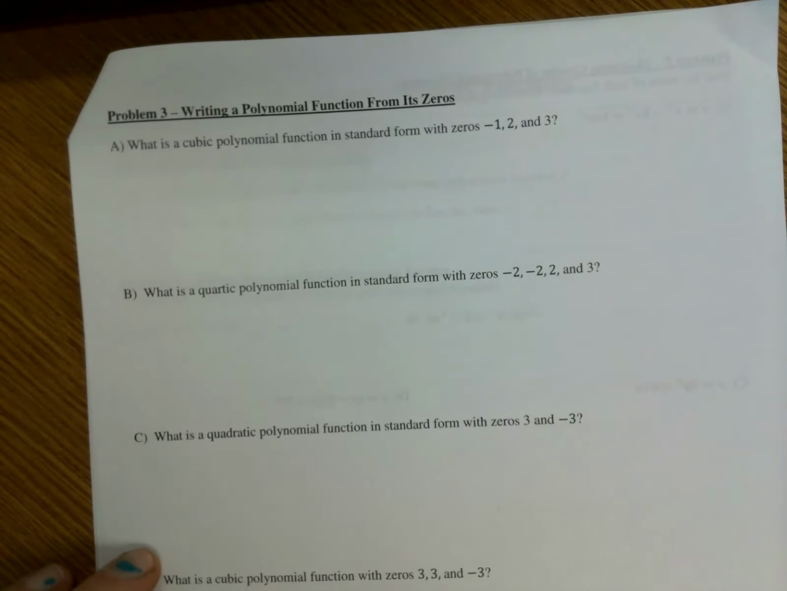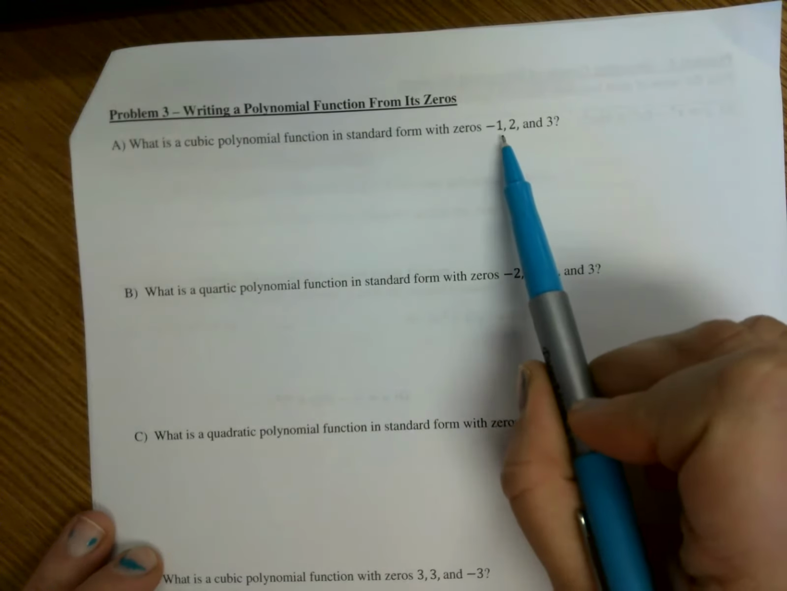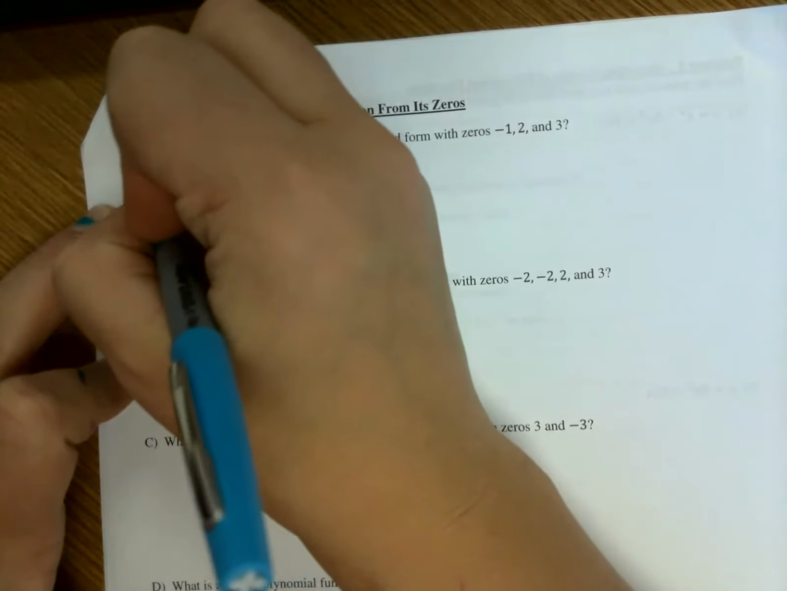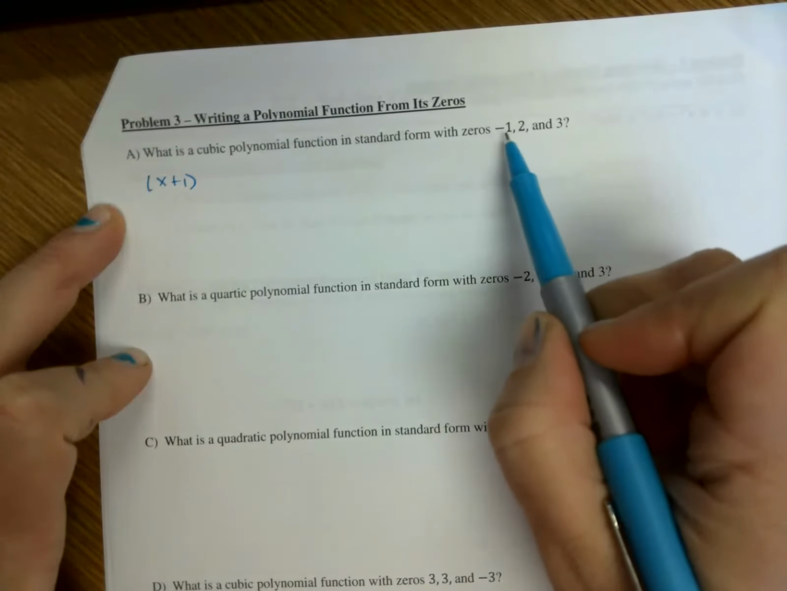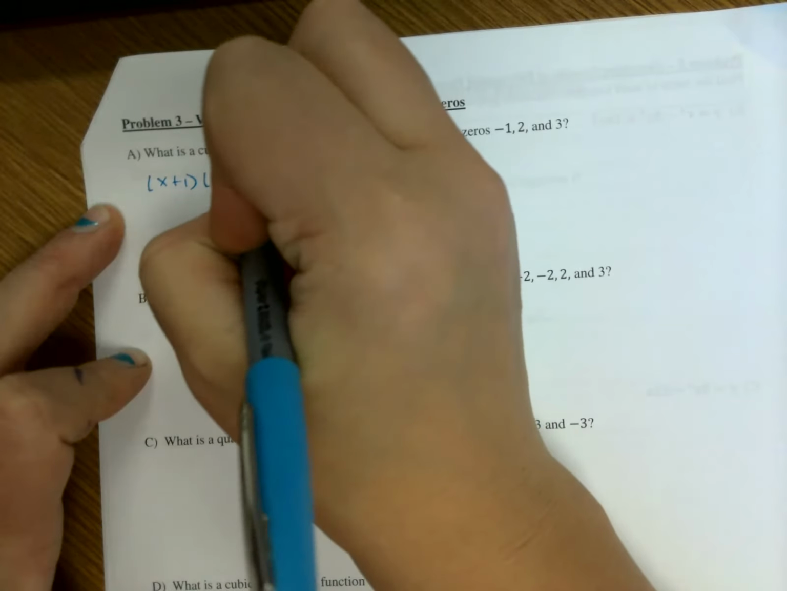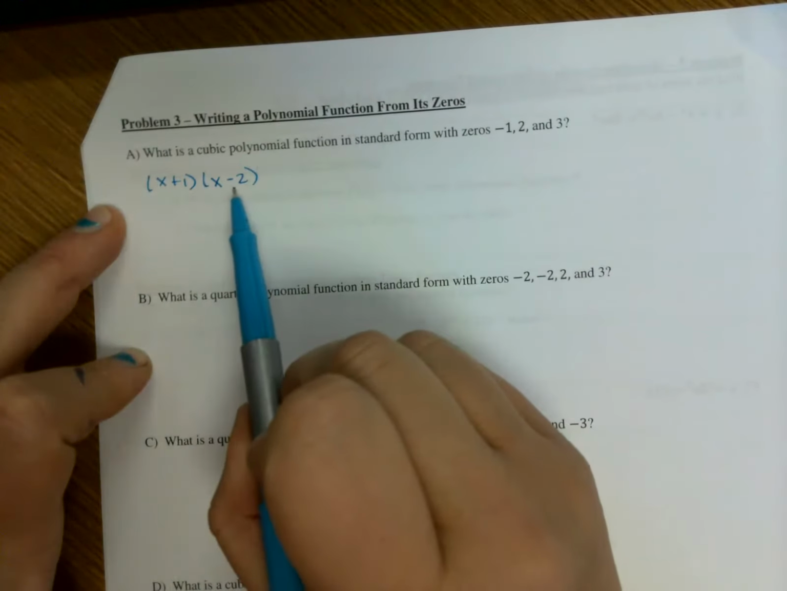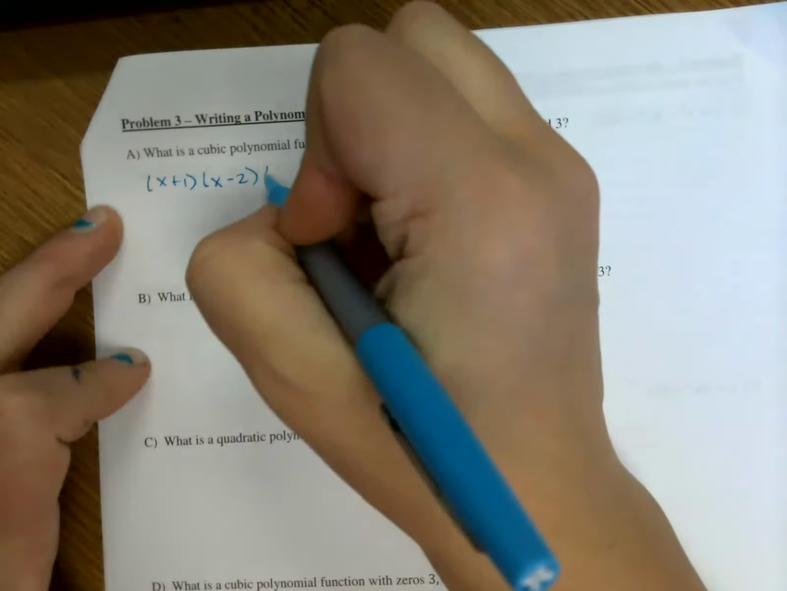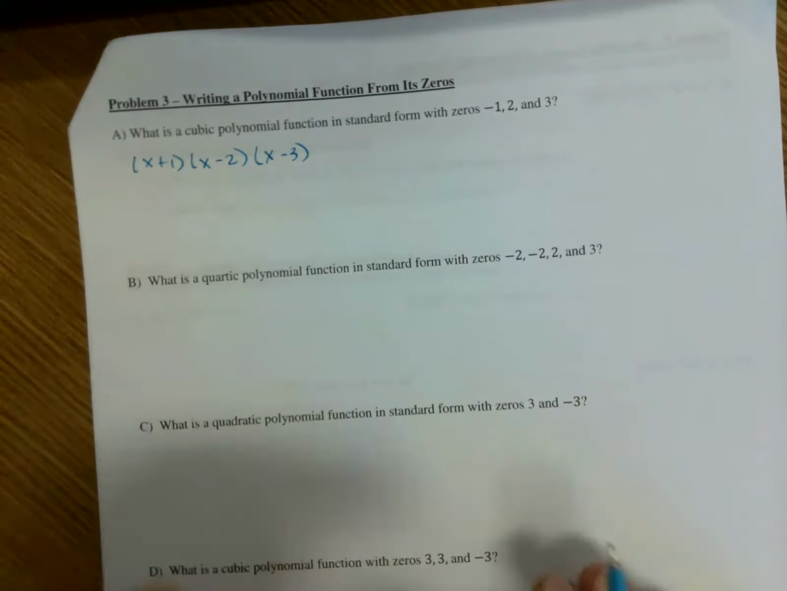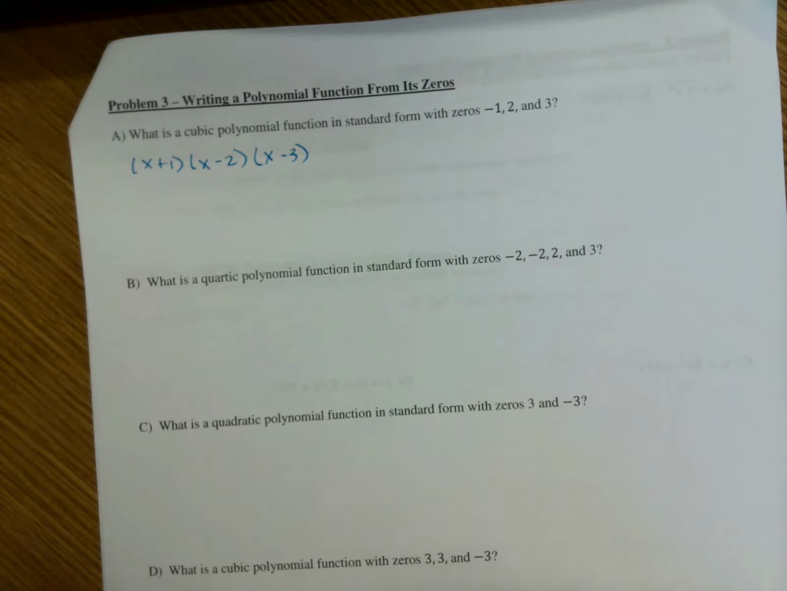So now I'm saying write this in standard form. Here are my zeros. I can write each one of these. So x equals negative 1 would be x plus 1, because if I were to move this over, if x equals 2, that would be x minus 2, because again, if I were to solve for x, I would add 2 over. If x equals 3, it would be x minus 3. So first I have to write it out into my binomials.